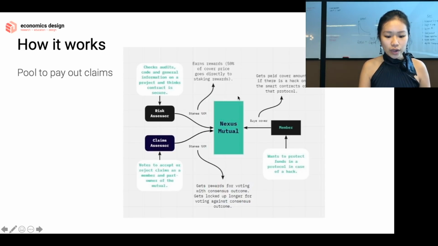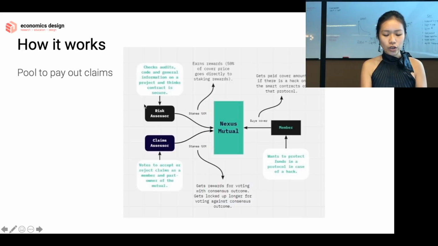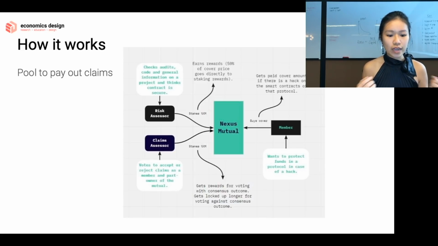And how do the risk assessors and claim assessors work? First, we need a risk assessor. A risk assessor will look at all the different protocols in DeFi and say, okay, let's do a deep dive into Aave. We look at Aave's protocol and audit the code. We look at the general information on the code and how secure the code is. Usually these risk assessors are experts in their own field.